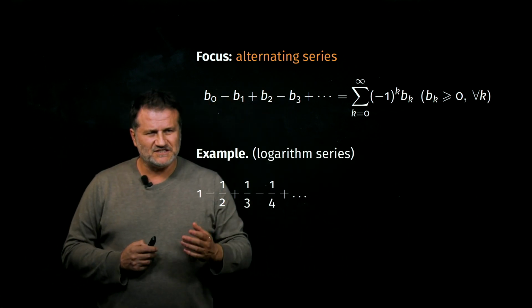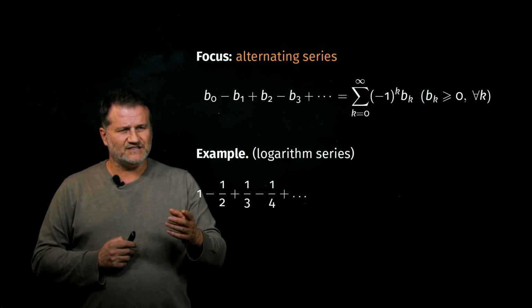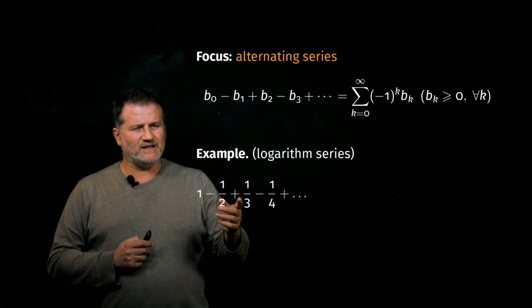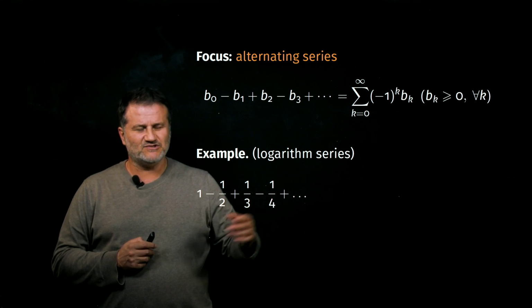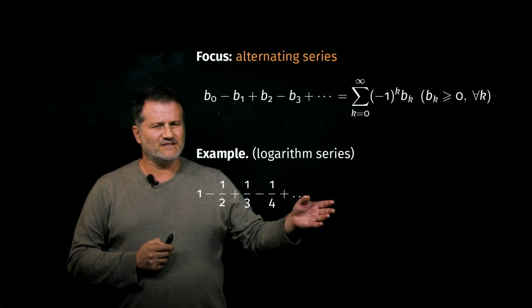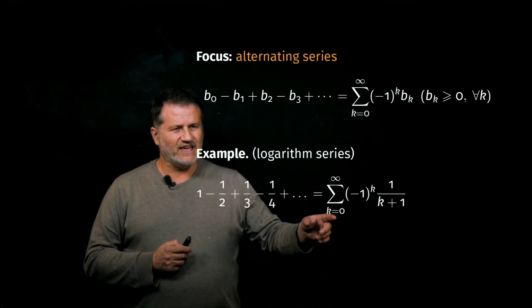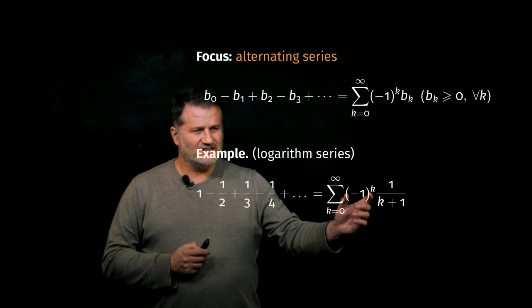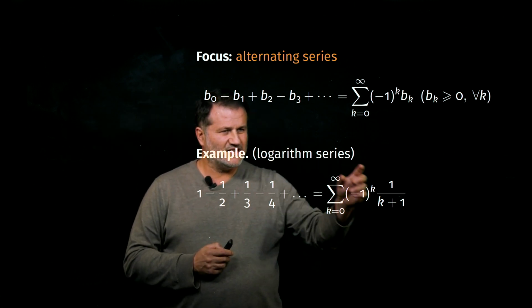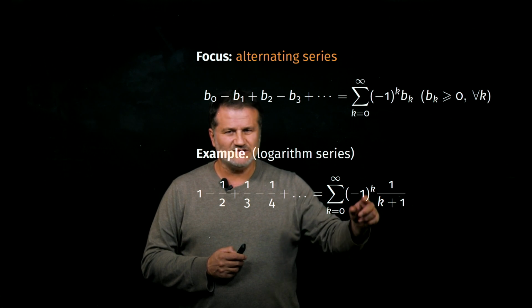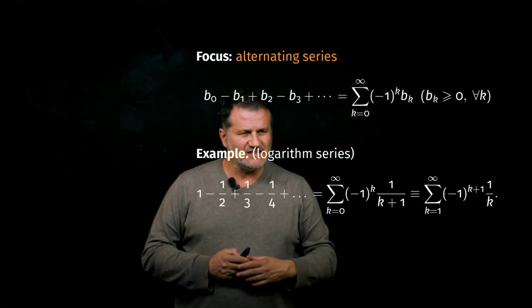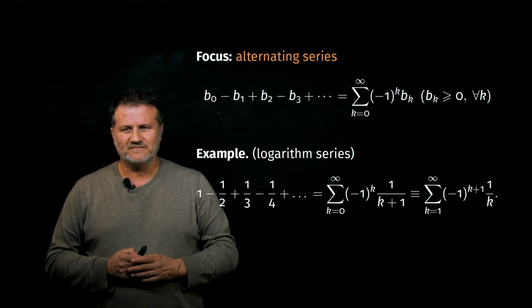An example of this series is the logarithmic series 1 minus 1/2 plus 1/3 minus 1/4 and so on. That can be easily written as the sum for k going from 0 to infinity of the alternating sign (-1)^k times 1 over k plus 1. Another representation for this is this one.